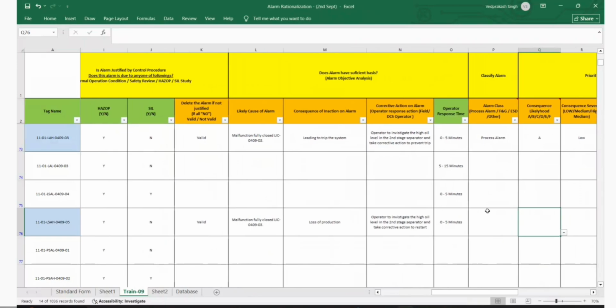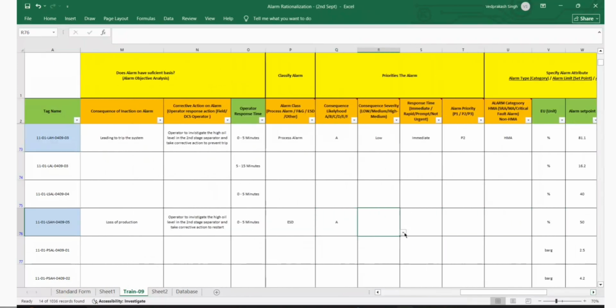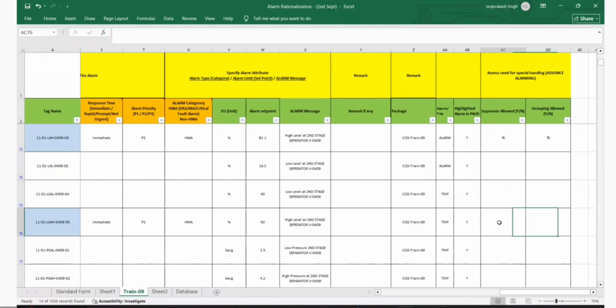We have taken process. It is ESD. This is A, we have agreed. This is a low. This is a immediate response time is very less. This is a P2. This is HMA. This is no grouping is required.